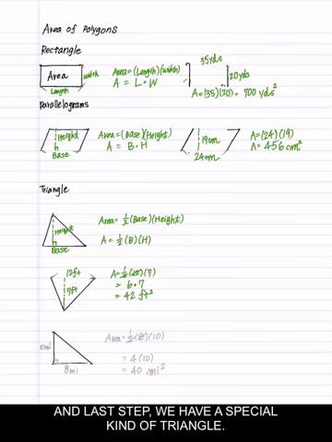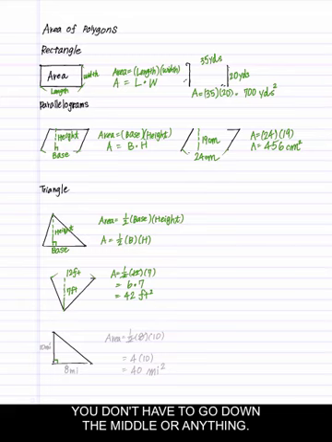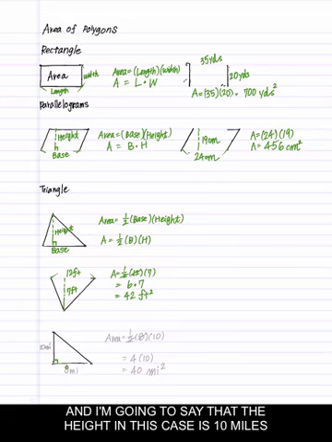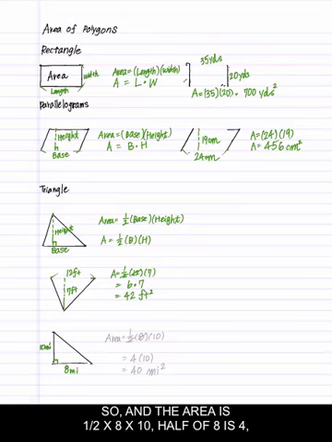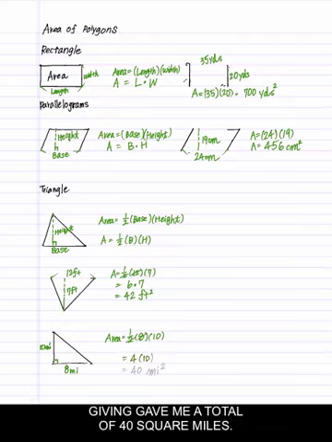And last up, we have a special kind of triangle. It's called a right triangle, meaning in this triangle we already have the base and the height. We don't have to go down the middle or anything. And I'm going to say that the height in this case is 10 miles, and the base is 8 miles. So again, the area is 1/2 times 8 times 10. Half of 8 is 4, giving me a total of 40 square miles. There you have it.